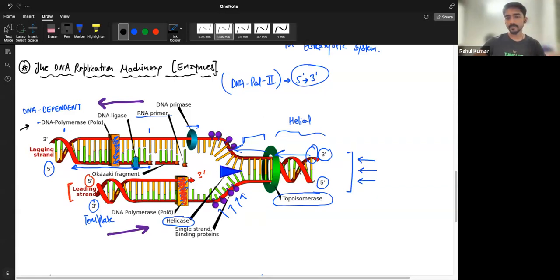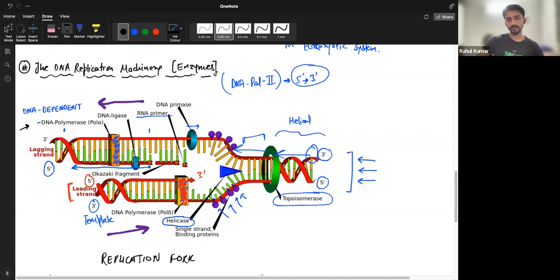For example, you have to open this double helical structure, which contains two backbones, two chains in the DNA bound together by hydrogen bonding. So in unwinding, the topoisomerase and the helicase help, it opens. So these two enzymes help in opening up the double helical DNA and make it a fork. So this, what you see here, is known as replication fork.